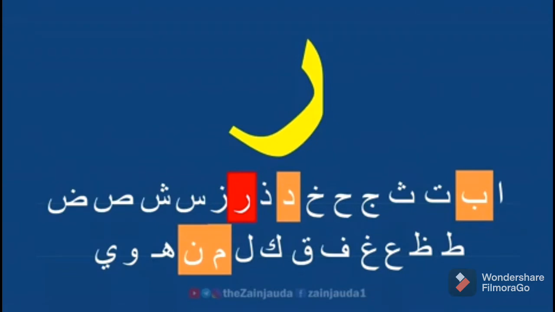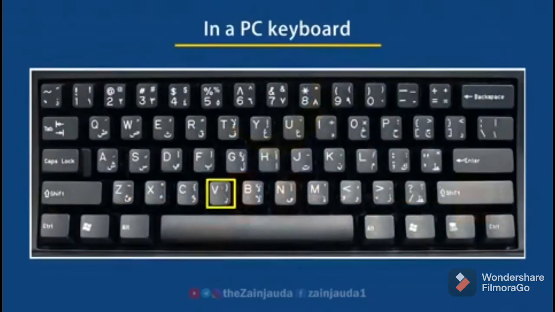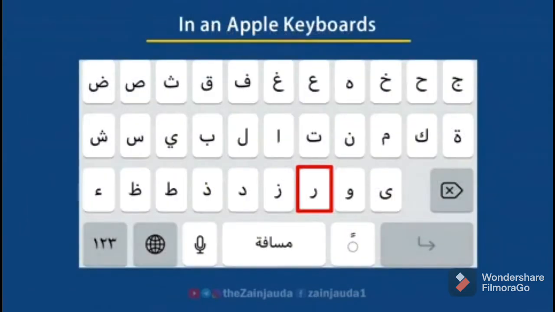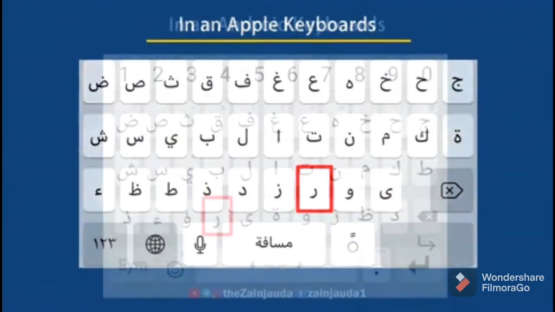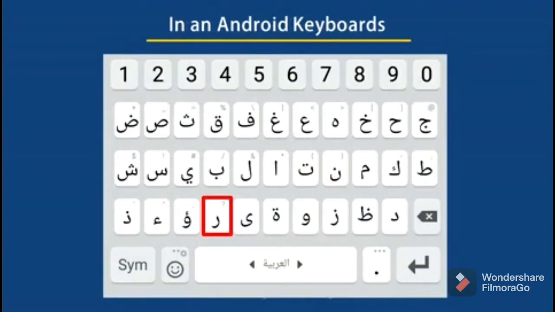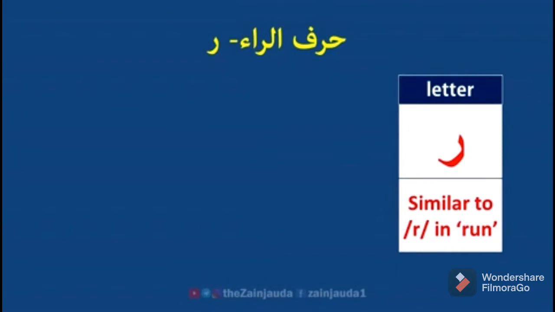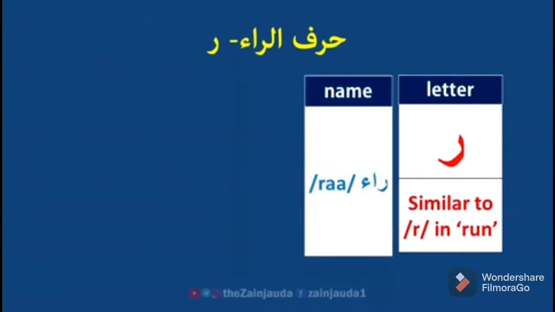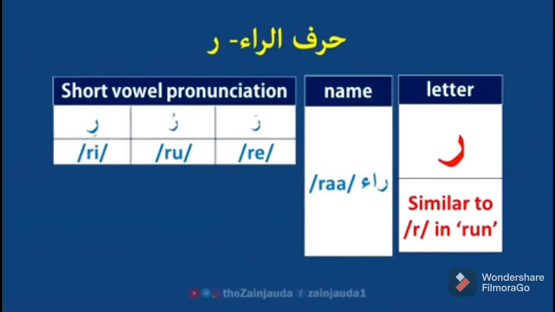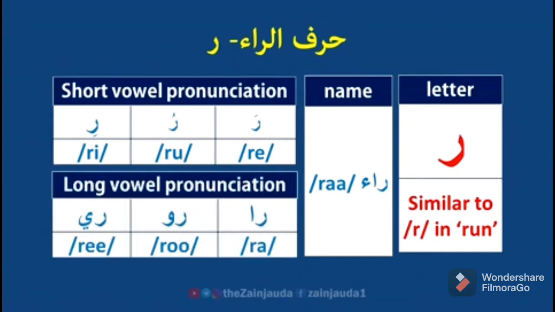Our first letter for today is Ra. Ra is the 10th letter in the Arabic alphabet. In a keyboard, it is found with the key. In an Apple keypad, it is found in the 3rd row, and in an Android, it is also found in the 3rd row. As far as the pronunciation of Ra, it is similar to the Ra of Ran. It is named Ra, and with the harakat, it is pronounced as Ra, Ru, Ri. And with the long vowels, it becomes Ra, Ru, Ri.